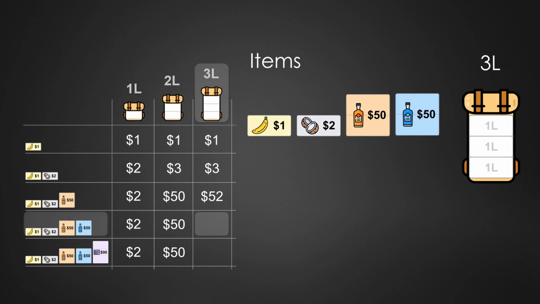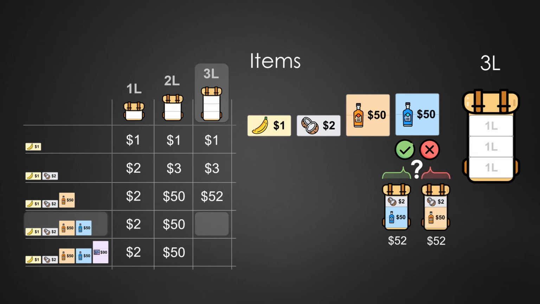The idea is still the same. We focus on the last item and determine whether it's better to pick it or leave it. By following the same approach as before and by using the previous results from the table, we get $52 if we pick the blue whiskey bottle and $52 if we leave it. In this case, we have a tie, which is due to the blue and orange whiskey bottles being identical.